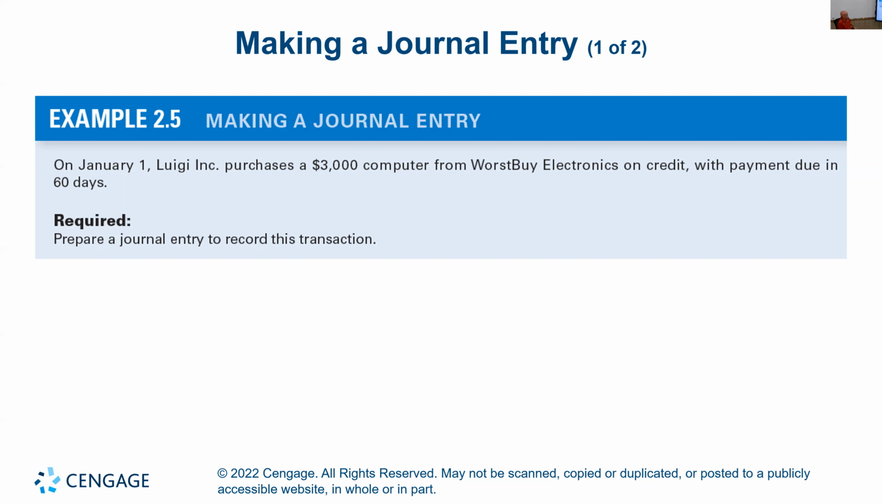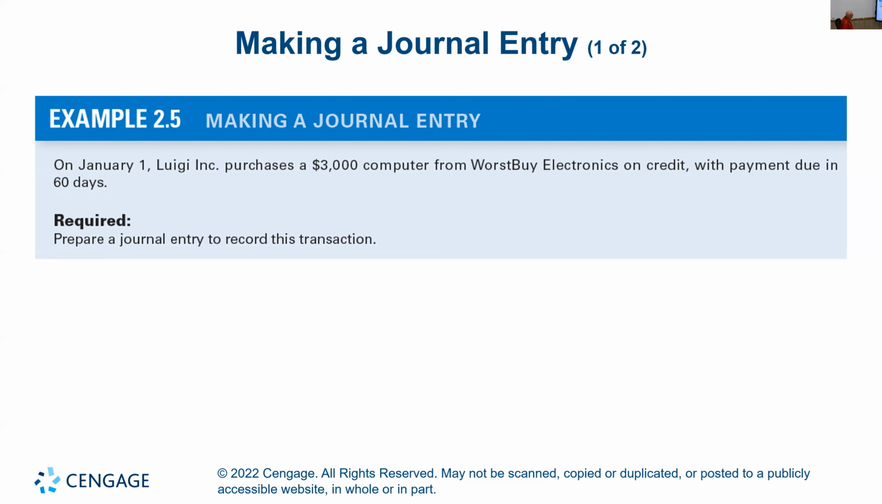Next, we need to think, what are our normal balances? Okay, how do we increase an asset? An asset has a normal debit balance, meaning we need to make a debit entry to record that, to make it go up. In contrast, the liability, the accounts payable, is a normal credit balance. So if we wanted to make it go up, we would need to make a credit entry.